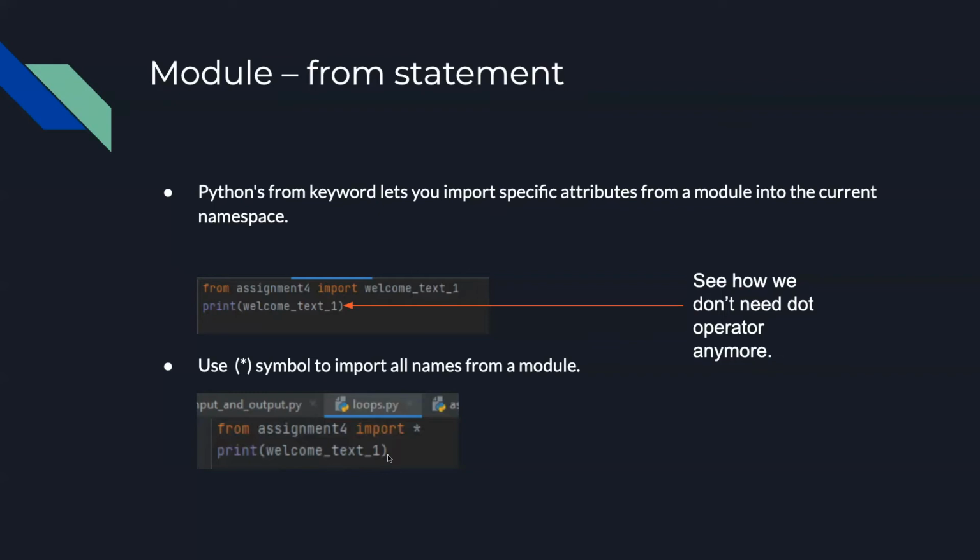And something else we could do here, since we did the star, is we could also print welcome text 2 without prefixing it with assignment4 dot. Up here though, in the example where we did from assignment4 import welcome text 1, we would not be able to access the welcome text 2 variable because we've only imported this particular variable into the namespace. It's only when we're using the star, or if we specified welcome text 2 in this import statement up here, that we would be able to access welcome text 2 in the loops.py file. So hopefully that makes sense.